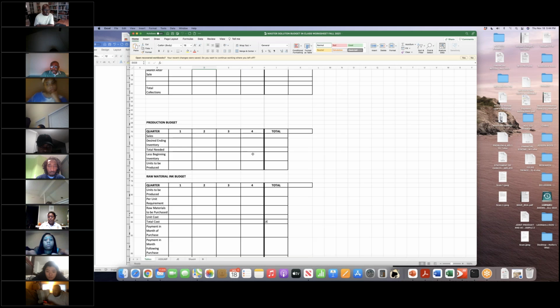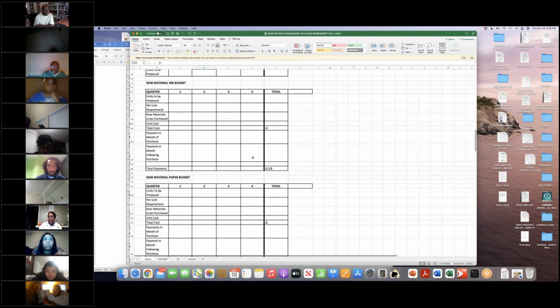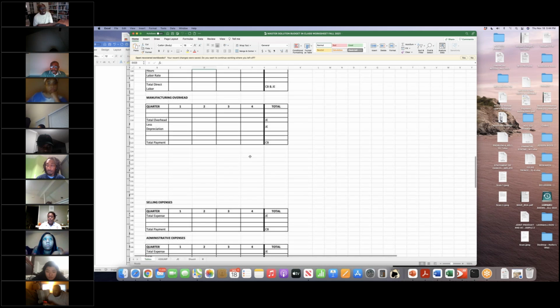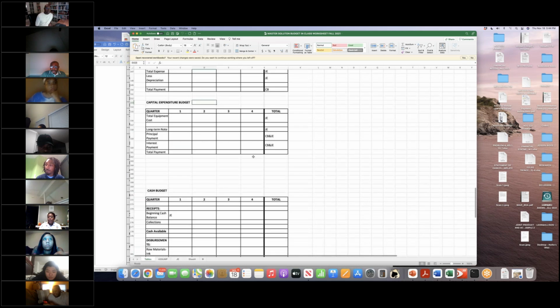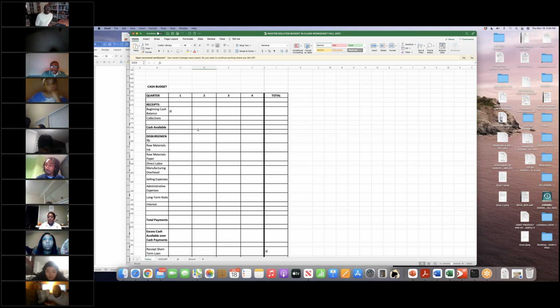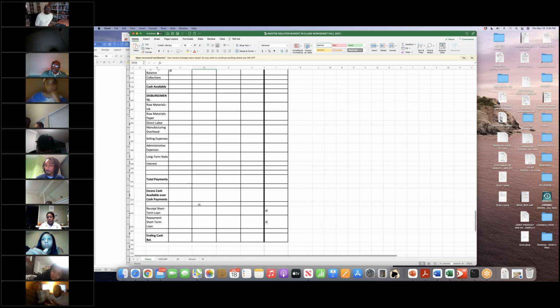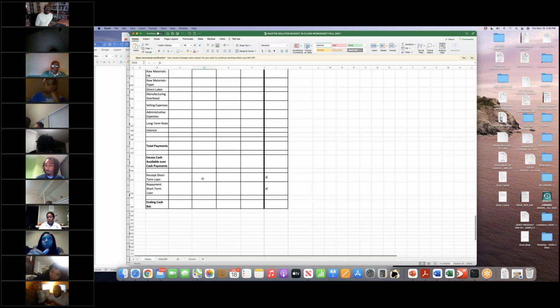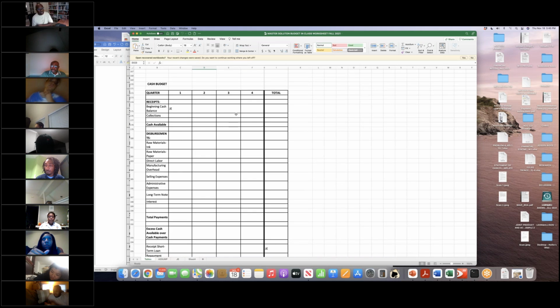And once we get that done, we work on production, raw materials, and the other budgets. And the other ones fall pretty easily. Now, a key thing that we're trying to do is to get our cash budget done. And so we're going to get information from all of those sub budgets to determine how much cash receipts we have and what's available. And then we're going to get our disbursements, total payments, whether we need to borrow, and the ending cash balance. So this is how this looks.